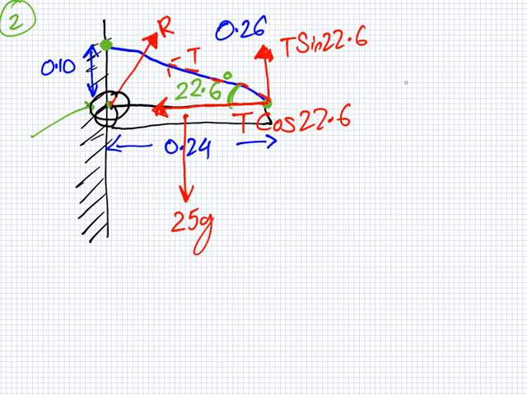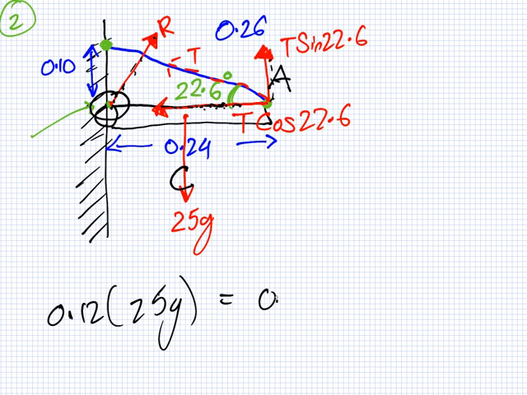So the first force here, is it clockwise or anti-clockwise? Clockwise. This one? That one? This one is nothing. This one? Nothing. This one? Anti-clockwise. So you have 0.1225 G must equal 0.24 T sine 22.6. So T must equal.